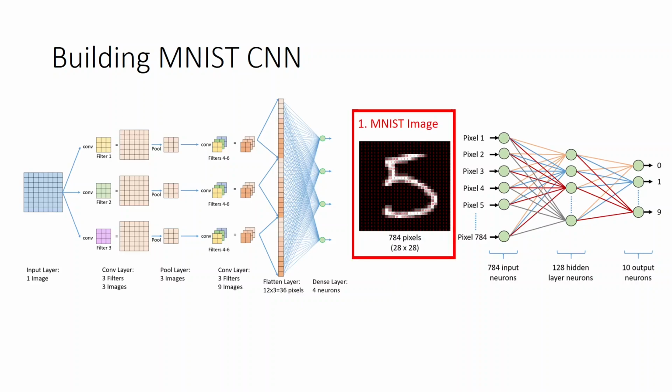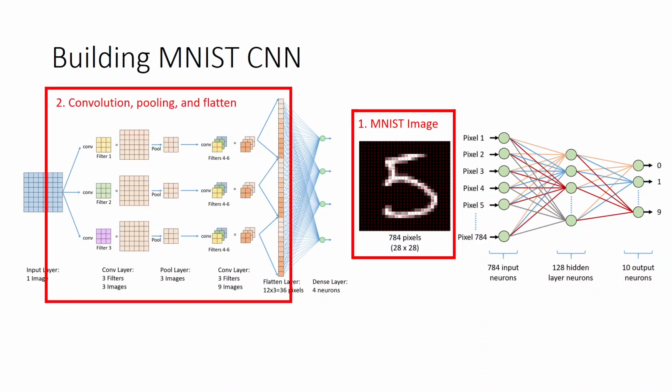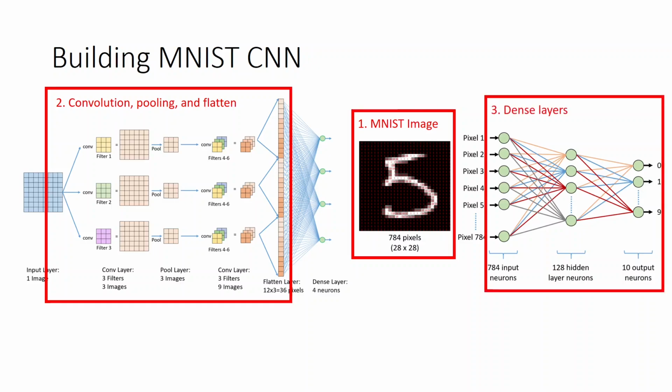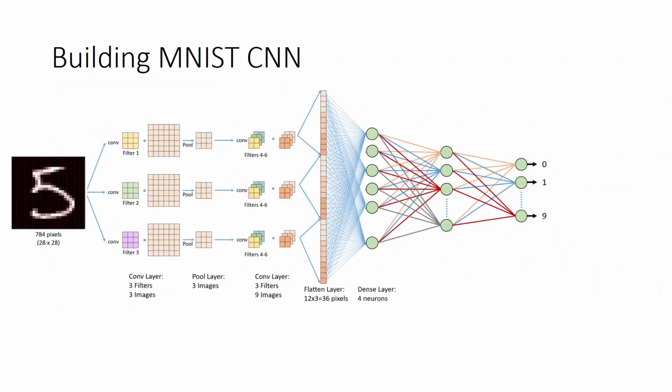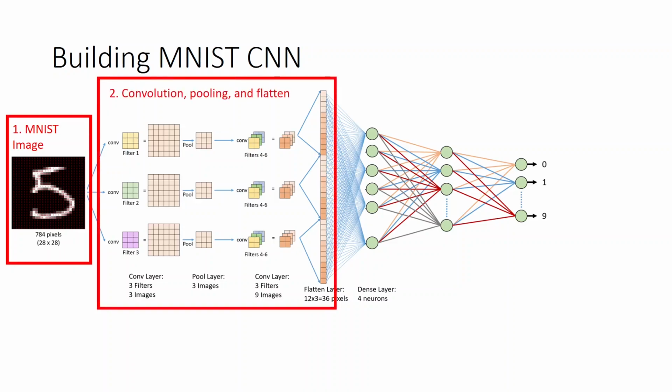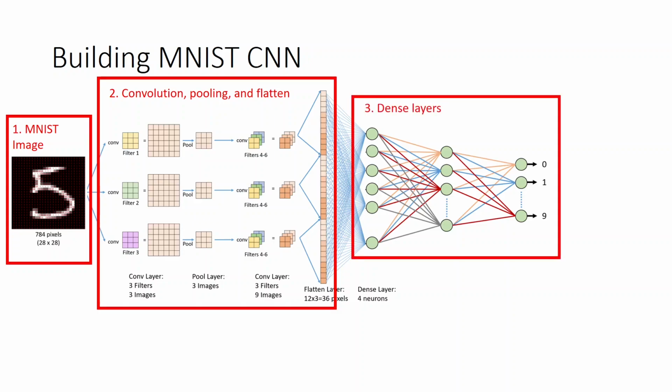We will first take an MNIST image and feed it into the first convolution layer. It will then go through pooling, convolution, and flatten layers. After the flatten layers, we send the output to the dense layers of the ANN we developed before. This means that the convolution, pooling, and flatten layers go between the input layer and the ANN dense layers. So, this is sort of what our MNIST CNN looks like. We first take the MNIST image and feed it into our convolution, pooling, and flatten layers. This is then sent to the dense layers.